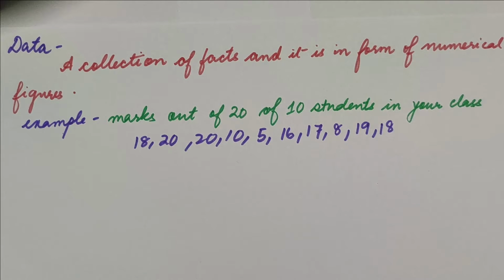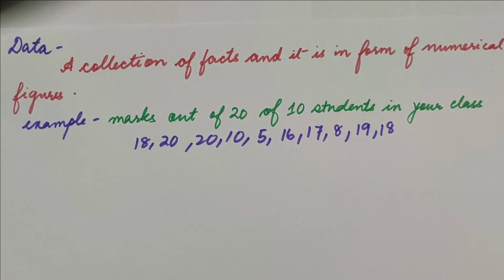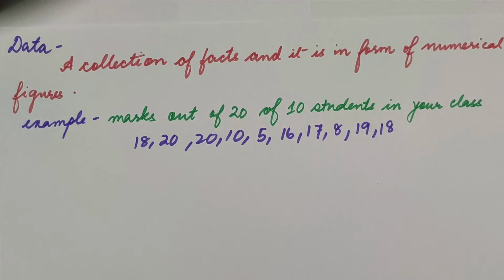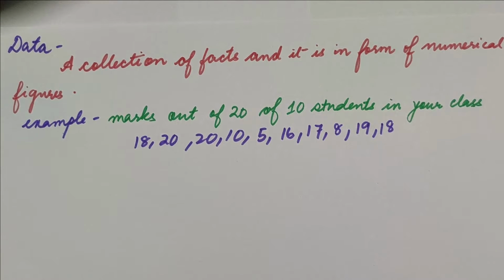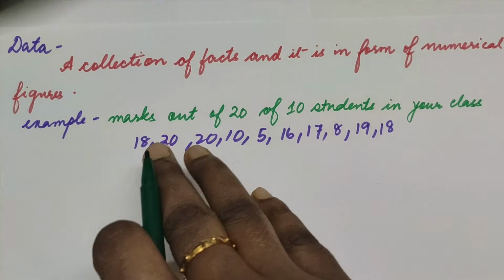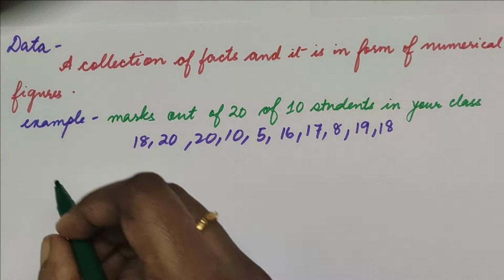For example, if I give you these numbers, and as I've written here, these are the marks of 10 students out of 20 in a class. You can say that this is the raw or the ungrouped data that I have given you. Each numerical figure here is an observation. When I arrange this in ascending or descending order, it is called an array or the arrayed data. So let us just arrange it.